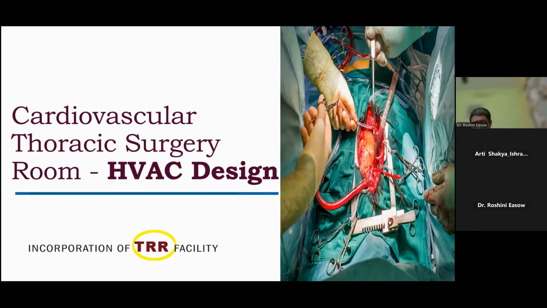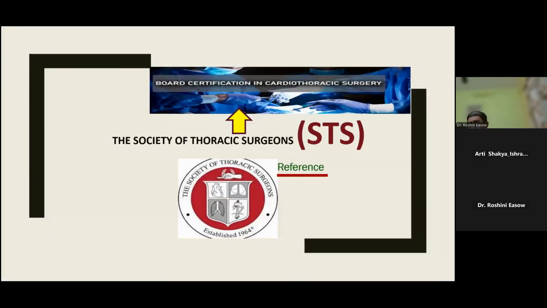In short, I'm telling you, this is actually called the Society of Thoracic Surgeons. It's American. Under them there are plenty of surgical associations. They have developed broad certifications and standards for these types of cardiovascular thoracic surgery.